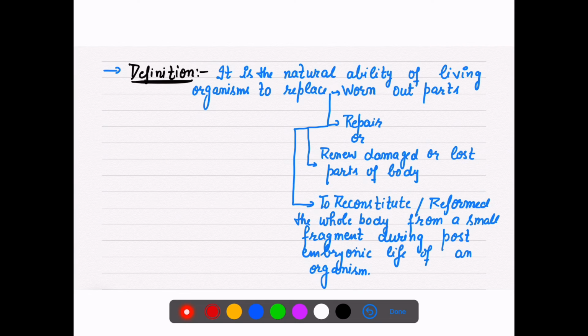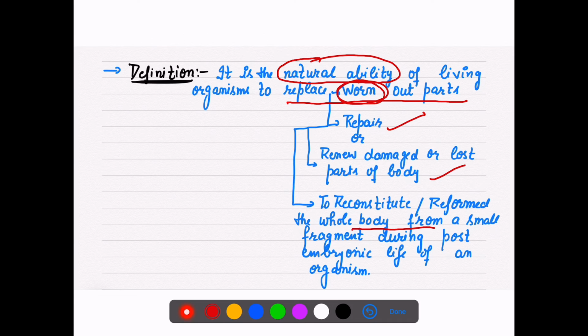हमने develop नहीं किया है वो power को. It is our natural power, natural ability to replace the damaged parts. So repair can be done, damaged part can be developed again, whole body can be developed from a small fragment if the organism is in the embryo period.